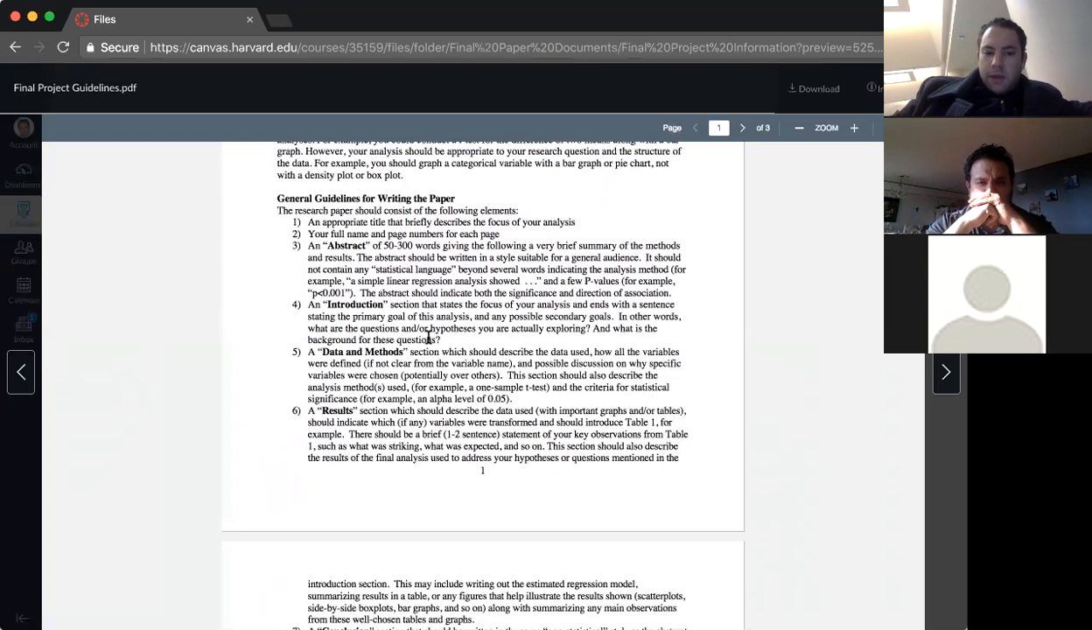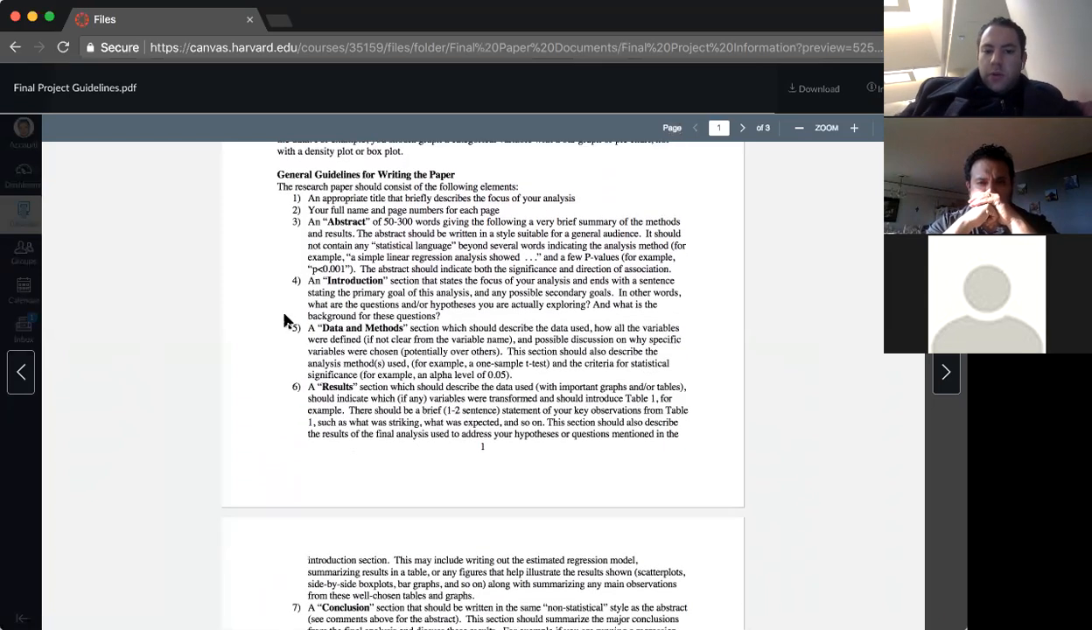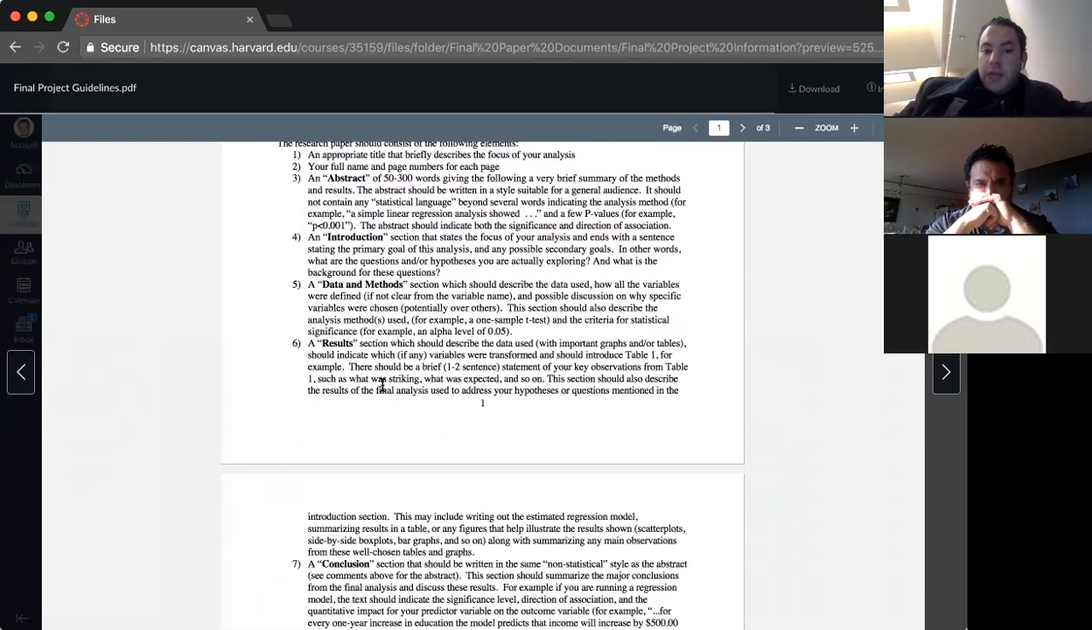Then you'll have an introduction, which will set up the background to what you're working on, what your goals are, and what your research question was. Your data and method section, where you'll talk about the source for your data, where you found your data set, and the methodology of how they came up with that data set, and also the method section, how you actually went about finding the results of your analysis.